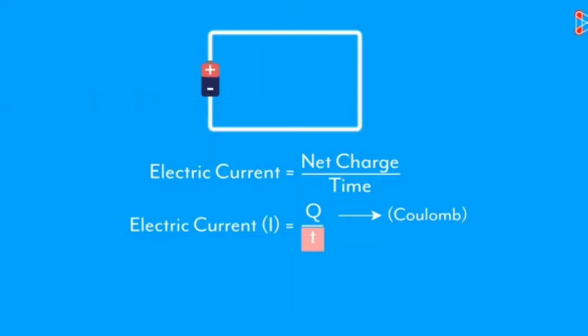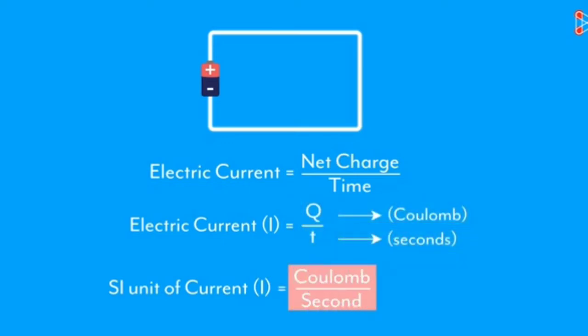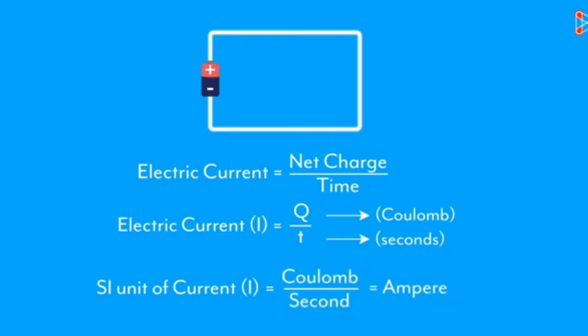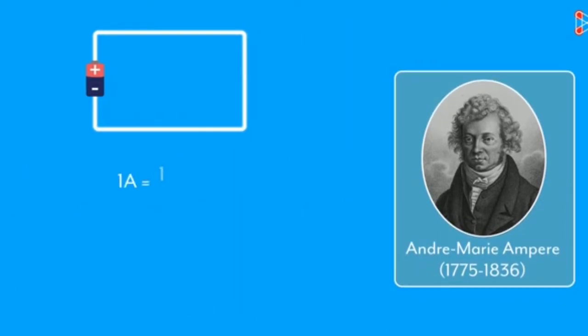Now, what is the SI unit of time? Seconds. So, the SI unit of current will be equal to Coulomb divided by seconds, that is Coulomb per second. It also has another unit, ampere, represented by capital letter A. This is used in order to honor the scientist Andre Marie Ampere. 1 ampere is equal to 1 Coulomb divided by 1 second. Other smaller units of current are milliampere and microampere.